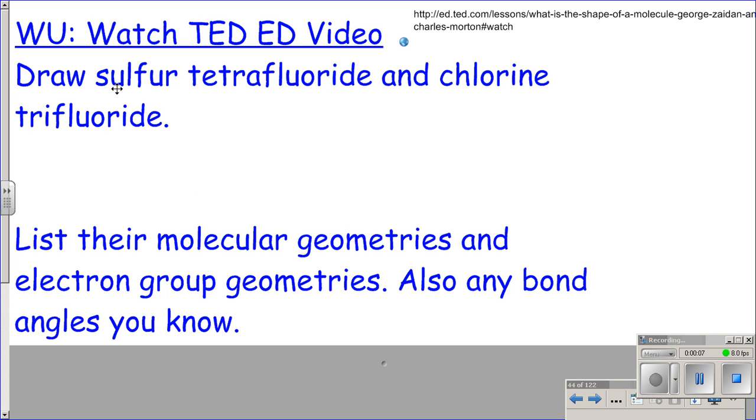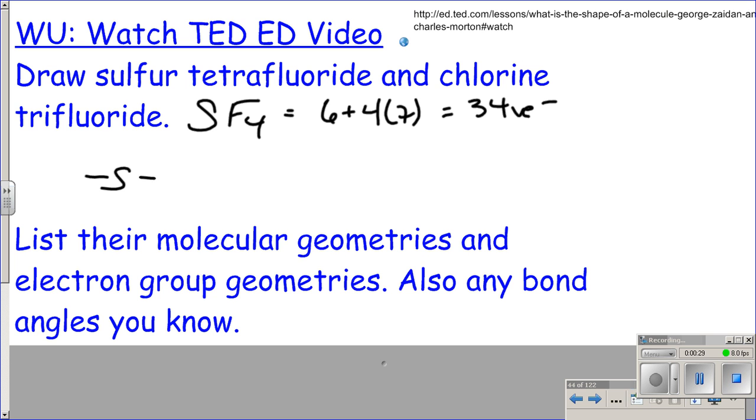Okay, sulfur tetrafluoride. How many electrons from each? 6 plus 4 times 7, so 28 plus 6? 34. I was struggling with that simple math earlier. Okay, so 34 electrons. So we've got sulfur in the middle.